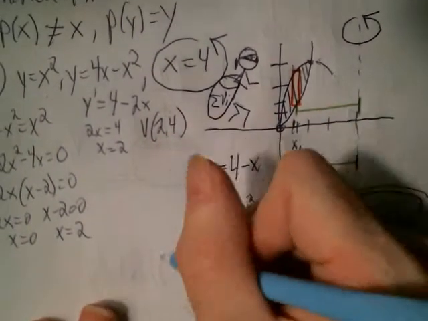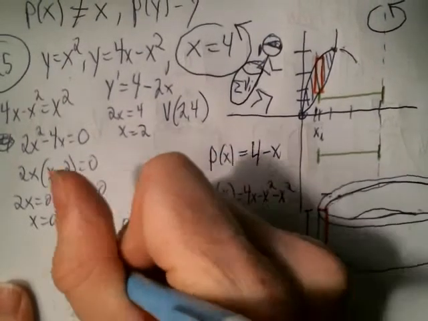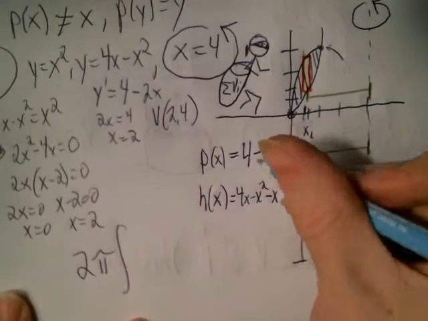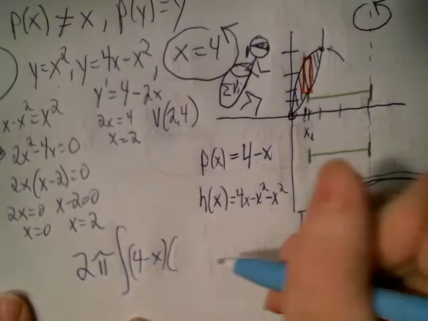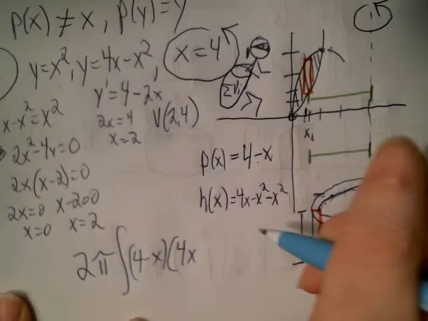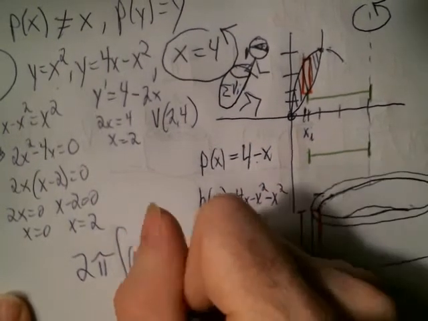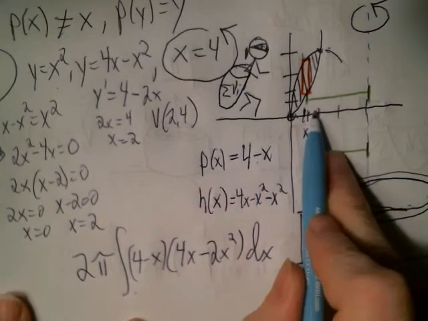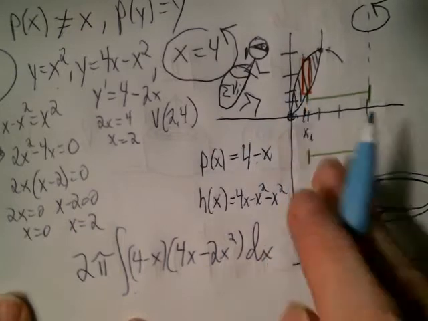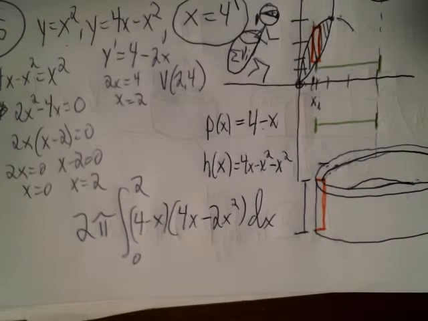Okay, so my integral then for this scenario will be 2 pi times p of x, 4 minus x, times h of x. I'm going to clean that up a little bit. 4x minus x squared minus x squared is minus 2x squared dx. And I'm going from 0 to 2. The running man is collecting shell volumes from 0 to 2. And then you would do your integral. I'm done on my integrals.